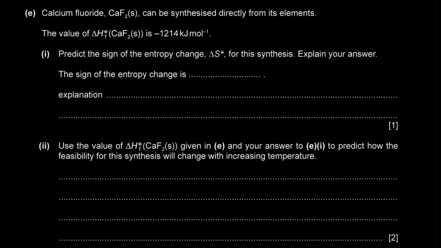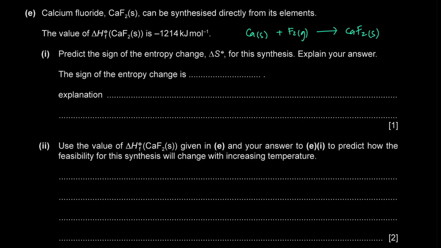Calcium fluoride can be synthesized directly from its elements. The value of the enthalpy change of formation of calcium fluoride is negative 1214 kilojoules per mole. Predict the sign of the entropy change for this synthesis. Explain your answer. So let's write down the equation for the enthalpy change of formation of calcium fluoride. We have elements in their standard state, so calcium solid and fluorine gas forming calcium fluoride solid.